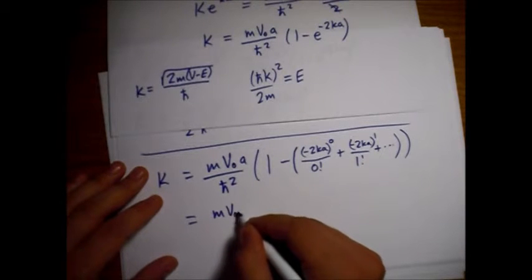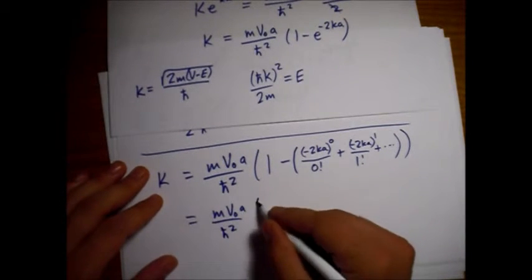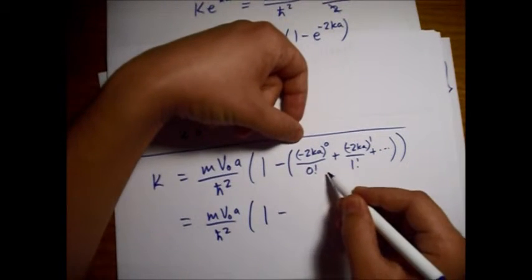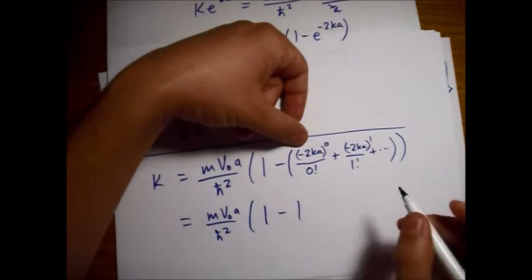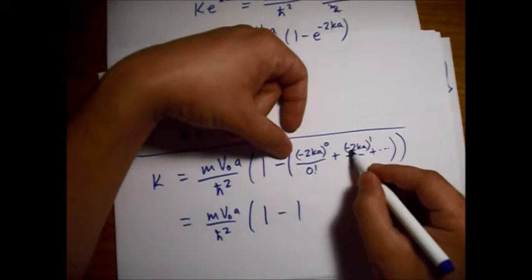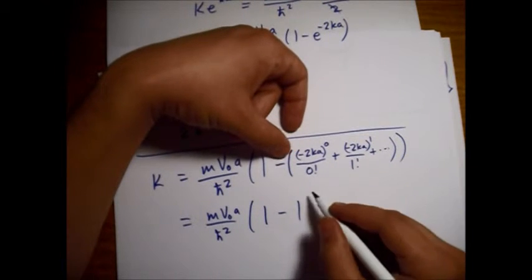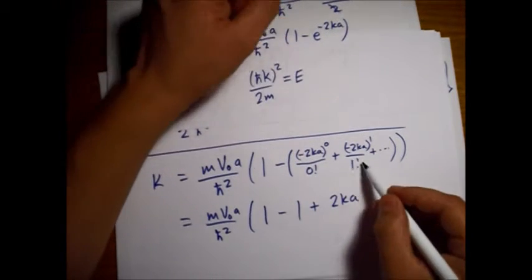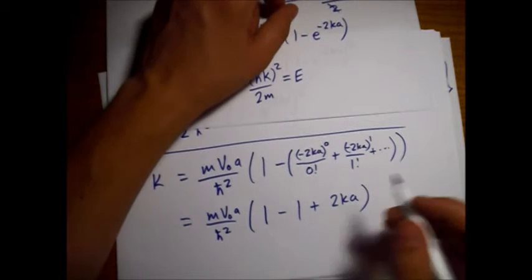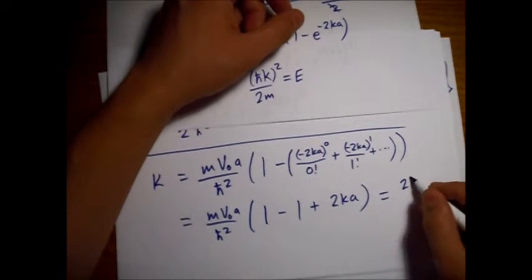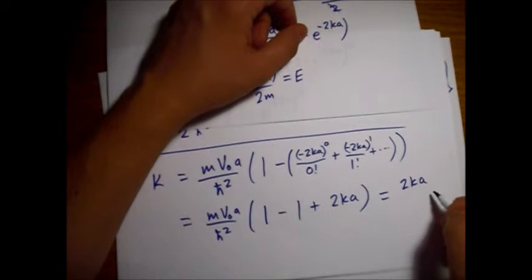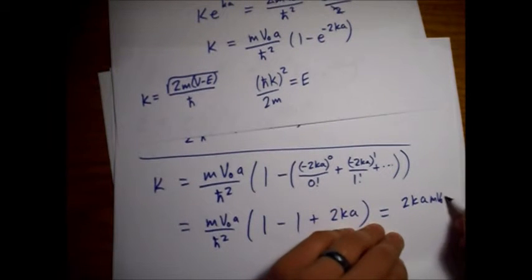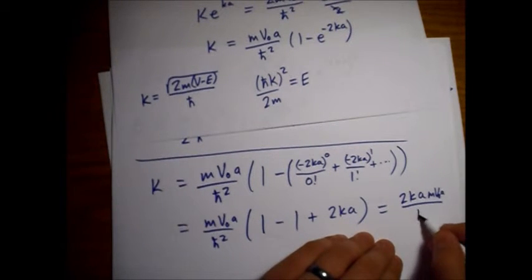So we have m V naught a over h bar squared, and then here we have a 1 minus. This piece right here to the 0th power is going to go to 1. And then we have another minus sign, so a minus and a minus will give us a plus 2ka, divided by 1. So this just equals 2ka m V naught a over h bar squared.